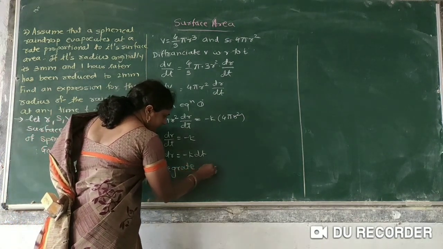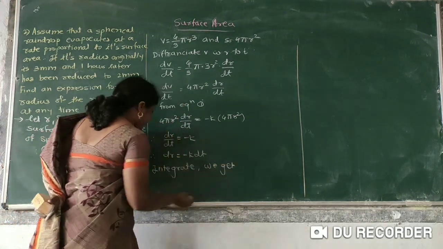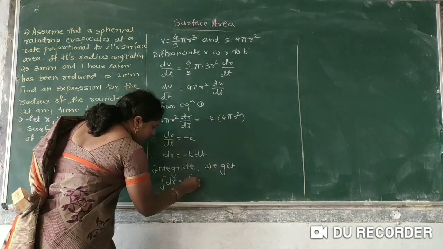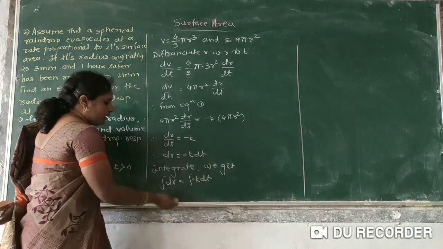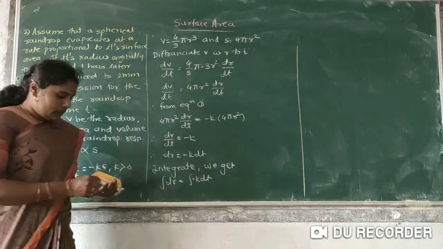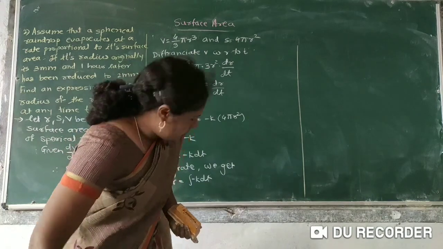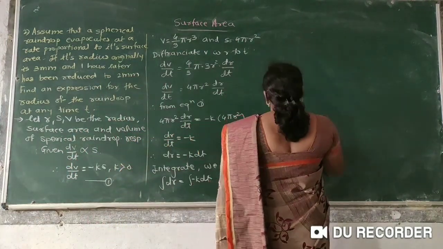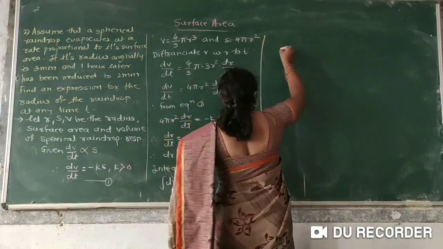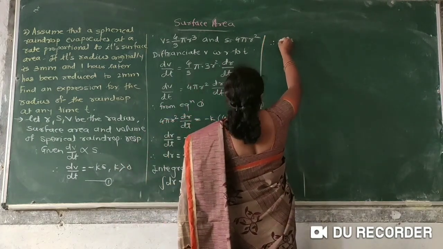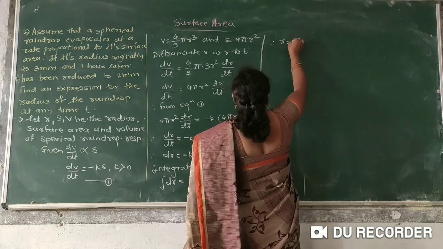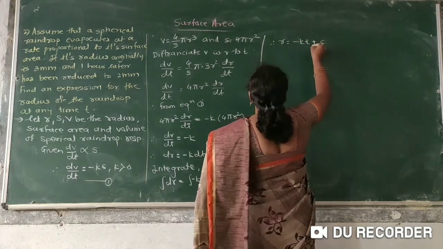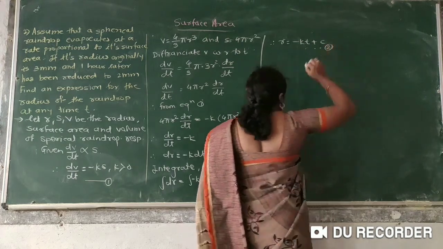We get the integration of dr is equal to the integration of -k dt. Taking -k out, the integration of dr is r. Therefore we get r = -k t + c, where c is the integration constant. Suppose this is equation 2.